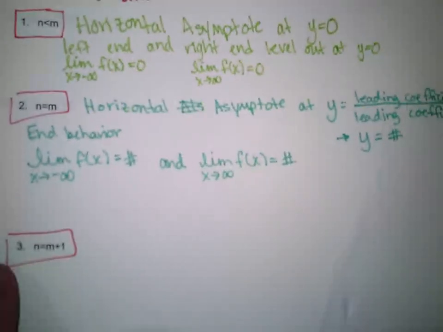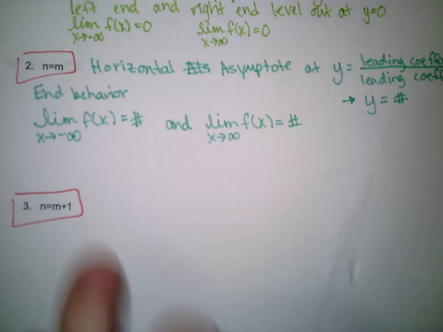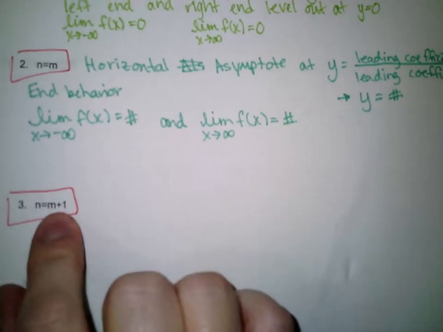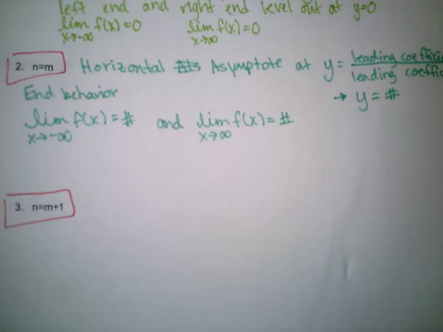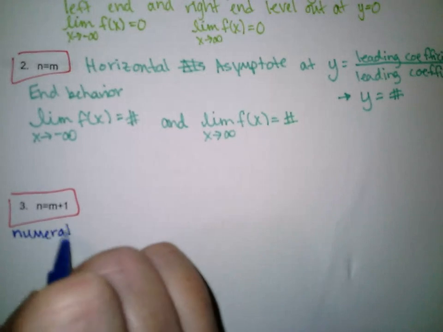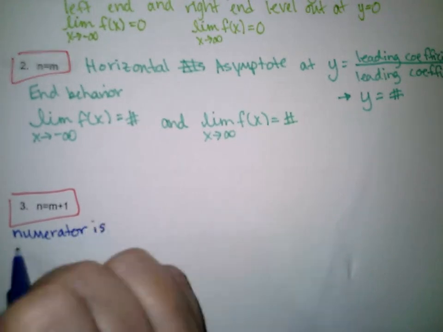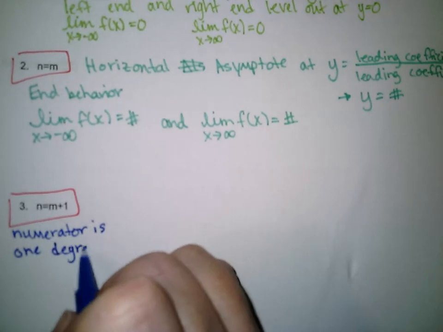Then we have when the degree is 1 higher than. So like if the numerator is squared, then the denominator would be to the first power. If the denominator is to the fifth, the numerator would be 1 higher than that, to the sixth. So that's probably worth writing down. So the numerator is 1 degree higher than the denominator.